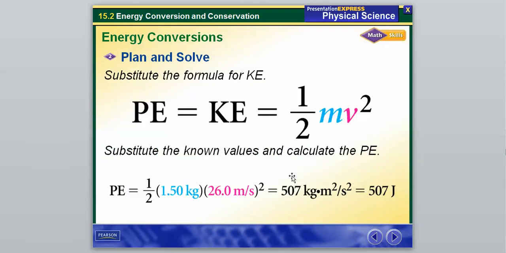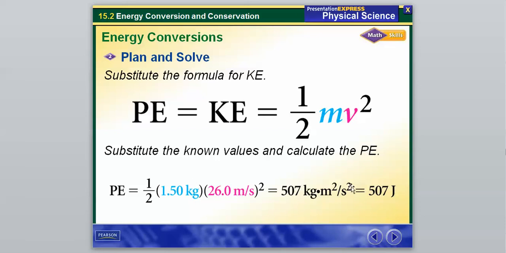And so it's going to be 507 joules is going to be our potential energy, because, again, energy is not created nor destroyed throughout the process. Throughout that brick falling, it's going to remain the same. So our potential energy at the beginning is equal to our kinetic energy at the end. So it's 507 joules of potential energy at the beginning.